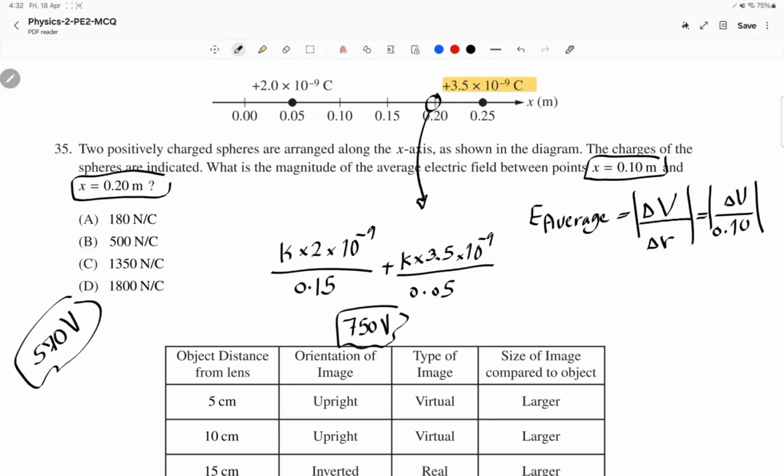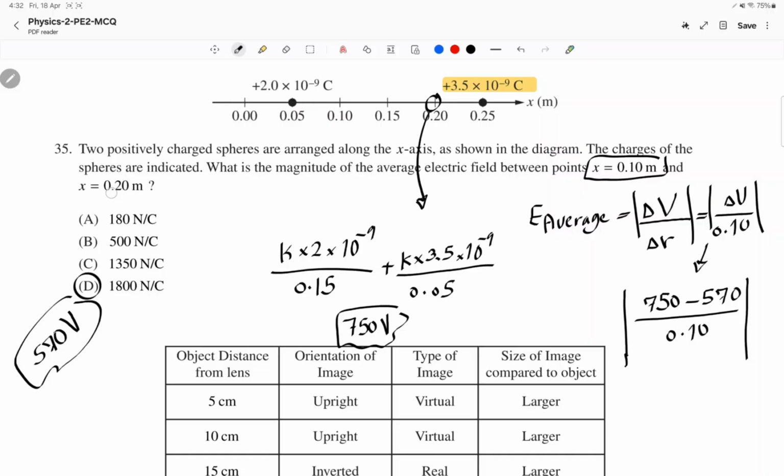Now, of course, delta V means you have to subtract the V's. 750 minus 570 over 0.10, and you get the answer. How much would you get? 1,800. Right. So choice D is the answer.